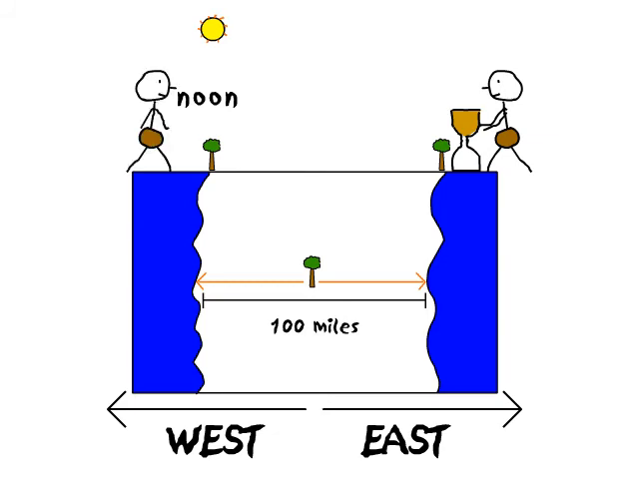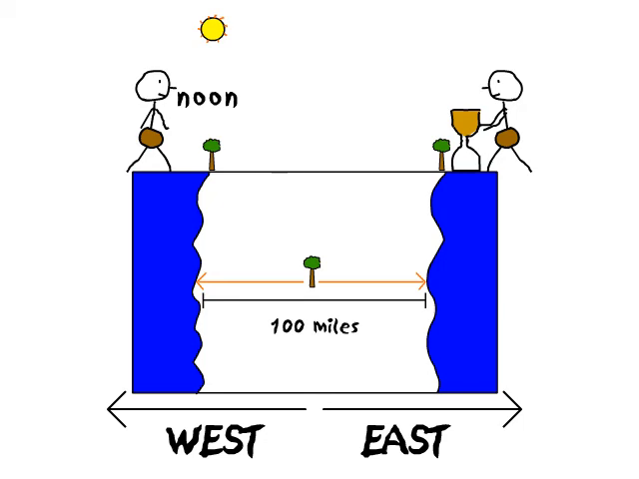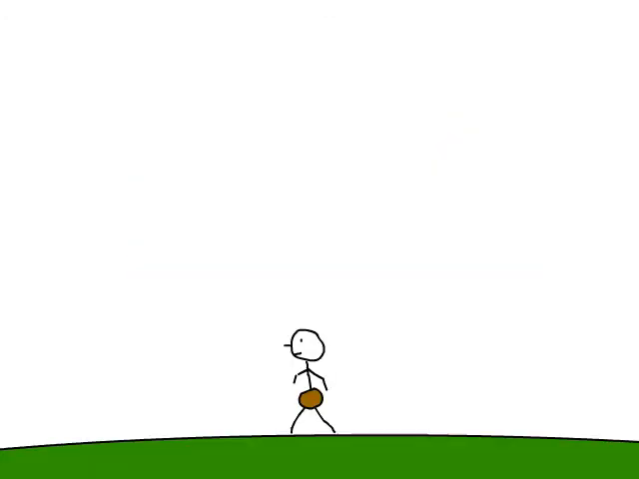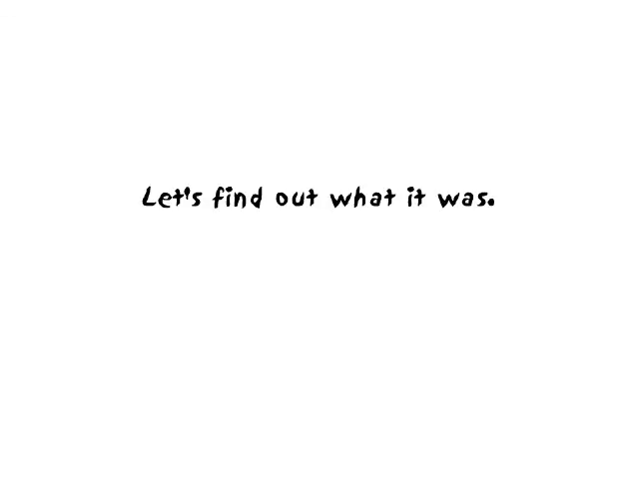Even if he had a friend over there, there weren't any cell phones in those days, hadn't been invented yet. So even if the friend yelled as loud as he could that it was noon, he wouldn't hear him. So he thought about this problem, and he came up with a solution. Let's find out what that was.